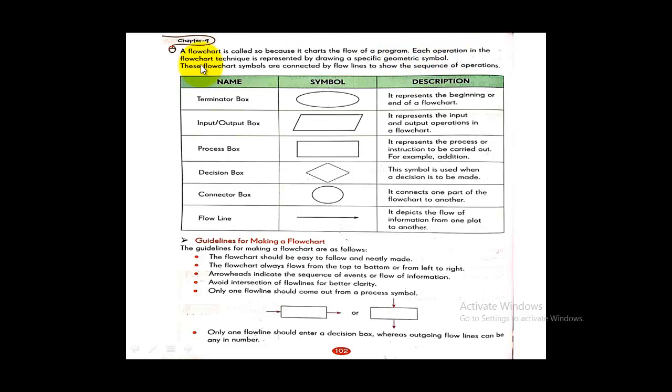Its operation in the flowchart technique is represented by drawing a specific geometric symbol. This is the oval, this is the parallelogram, this is a rectangle, this is the decision box, the rhombus or diamond style, then this is the circle, and this is the line, the arrow line. Okay, now let's see here.